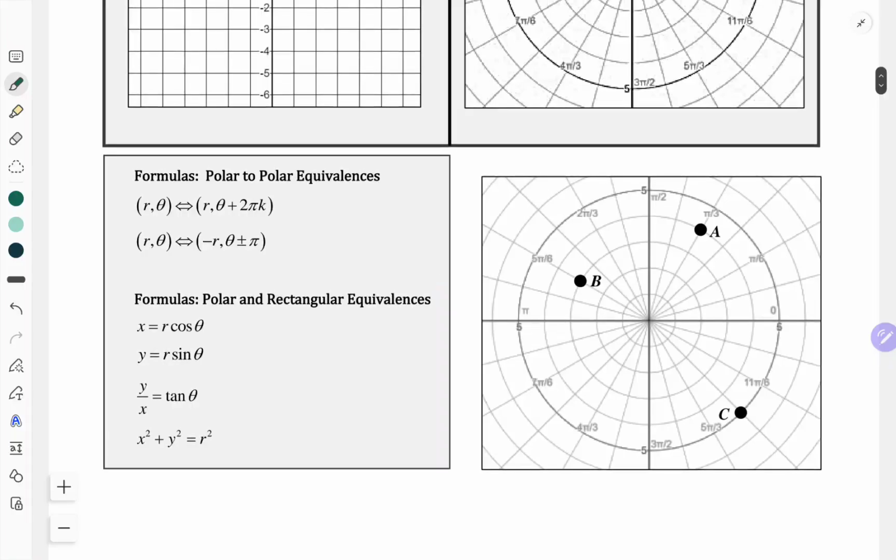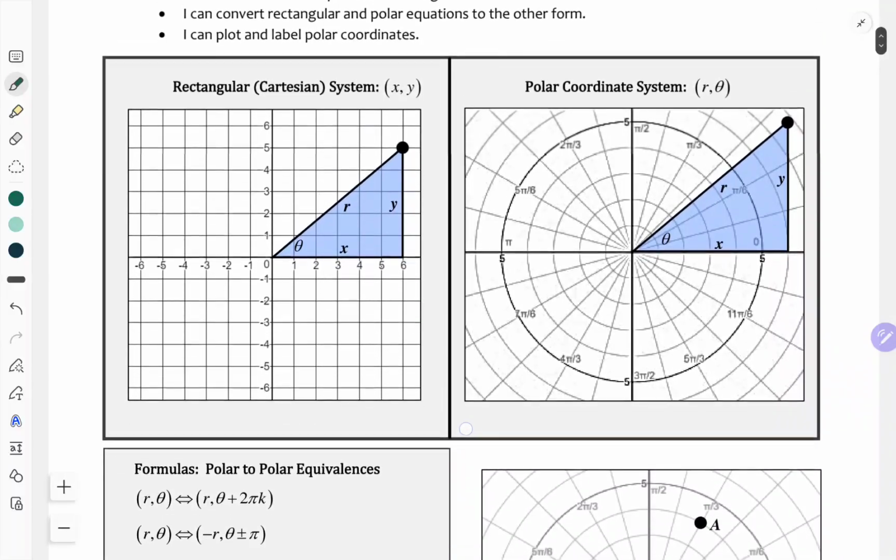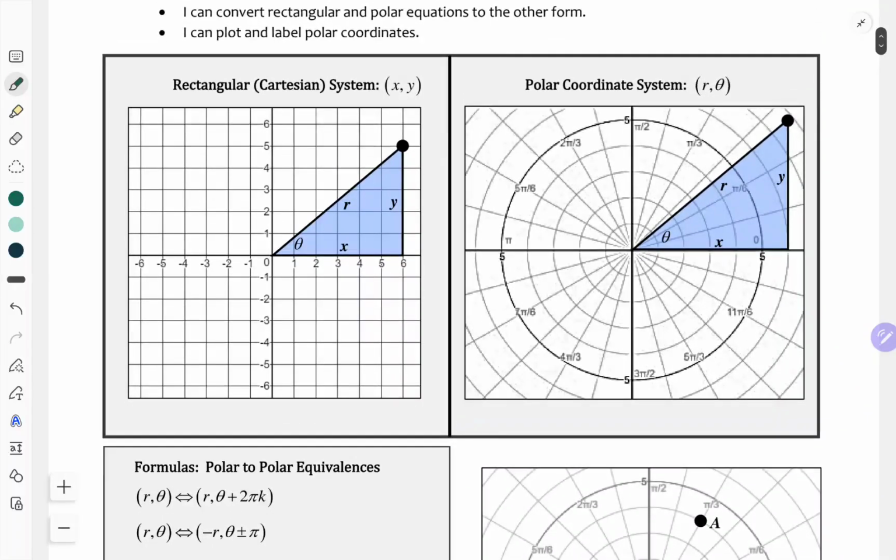Equivalencies. These are some of the formulas that we'll use, and we'll talk about them in terms of those triangles up above. The first one is just r and theta, changing from polar to polar. What does that mean? r is just how far out you're going to go from what we call the pole. This center point right here is what we call the pole.